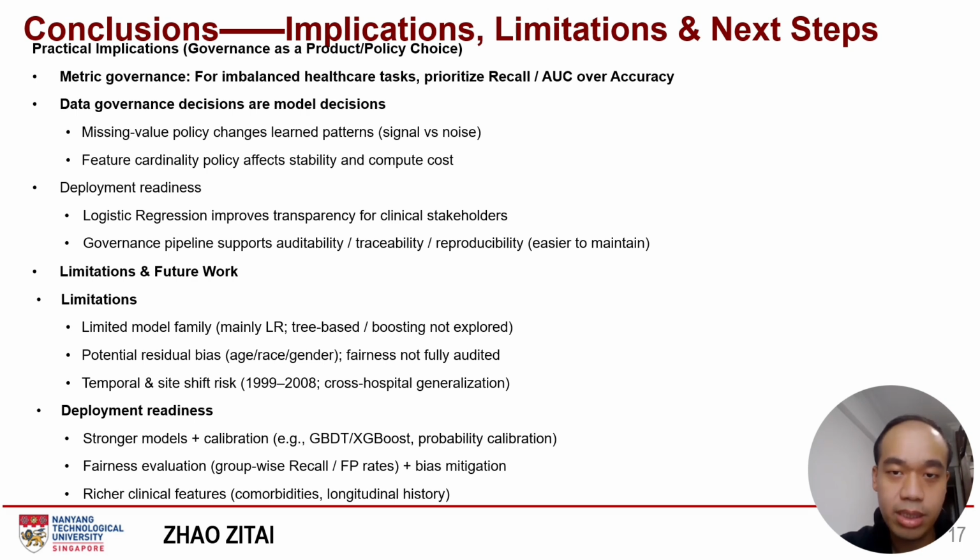On limitations, we mainly tested on one dataset. Pharmacist data was not audited, and there may be temporal and cross-hospital shift from 1999 to 2008. Finally, as next steps, we plan stronger calibrated models, subgroup fairness mitigation, and richer clinical features like comorbidities and longitudinal history.